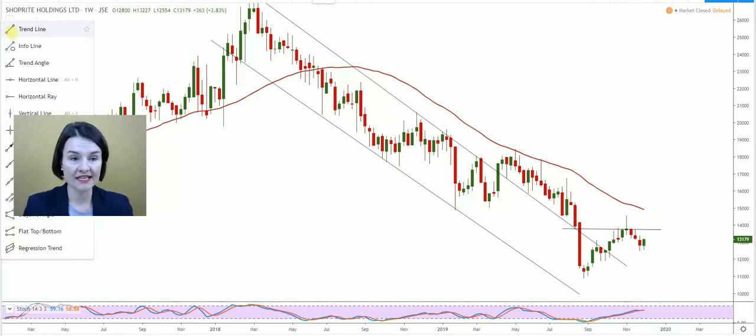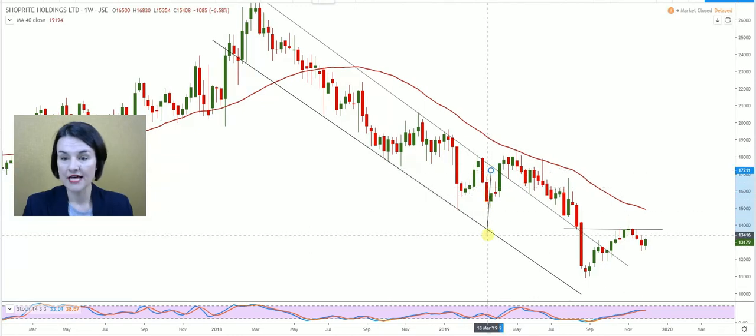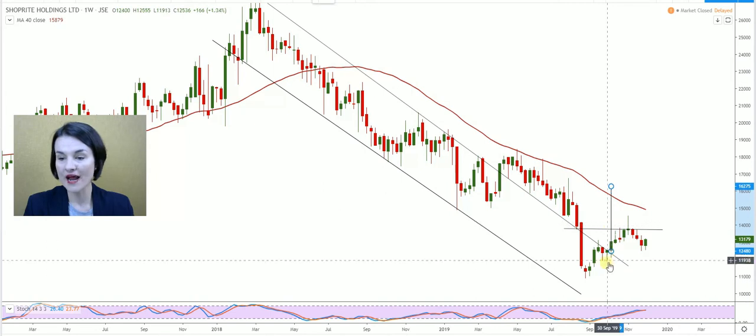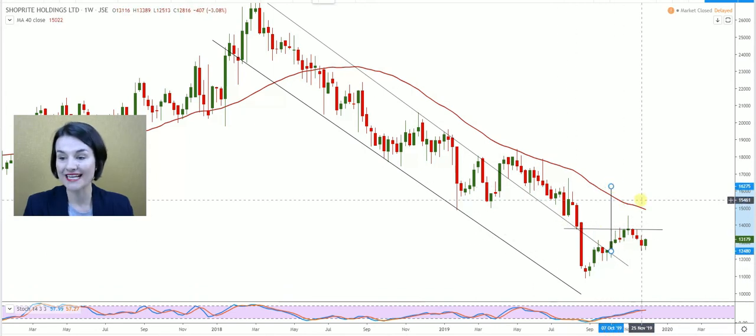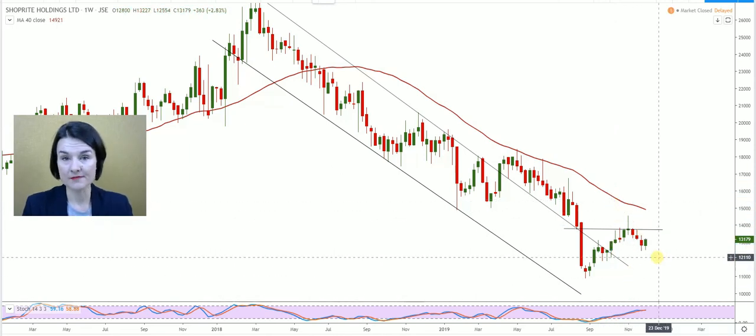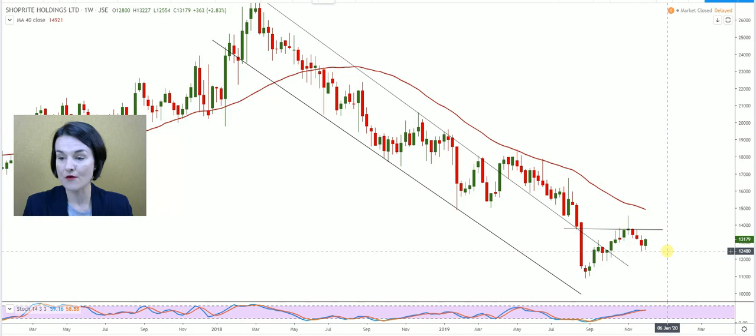What is the target of my descending channel? It's the width of the channel projected upwards from where it was confirmed, which means Shoprite can go to 162 Rand 75. And when will I be nervous about Shoprite again? When that lower band there around 124.80, that support there changes into a resistance.